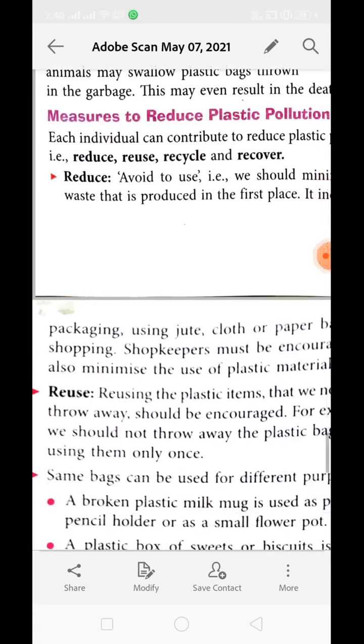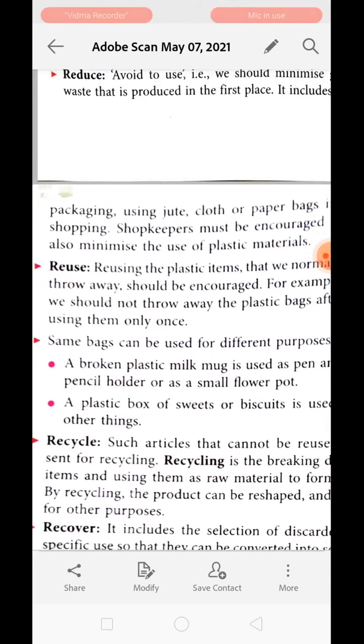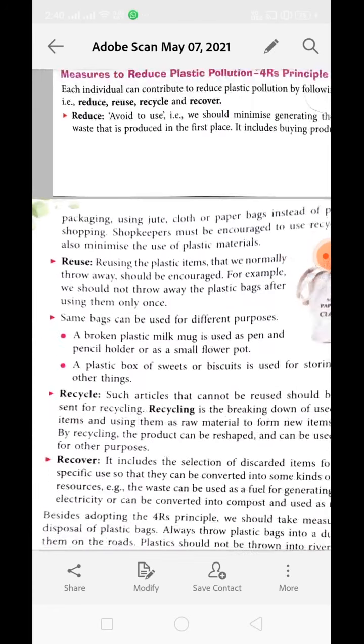Next is reuse. Reuse means we can use a plastic item again and again. The same plastic item can be used by us again and again before throwing it away. Clear? For example, we should use a broken plastic milk mug as a pen holder. Understood? We can also use a jar which contained sweets or biscuits to keep other food items of the kitchen. Right.